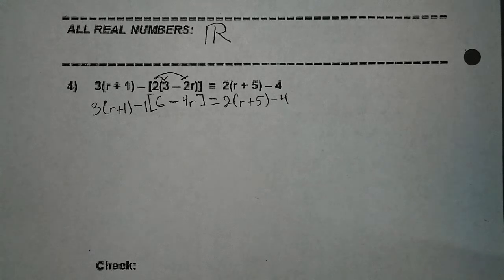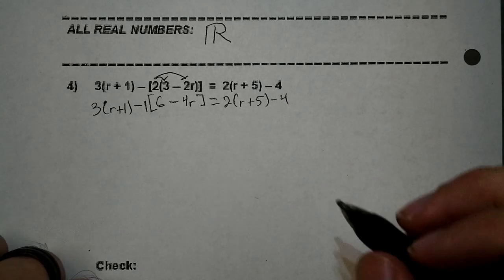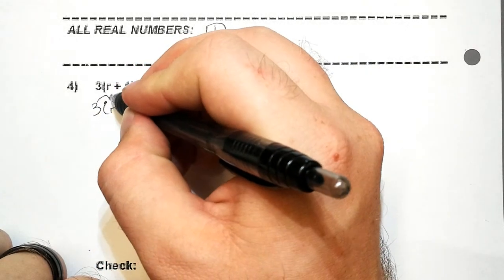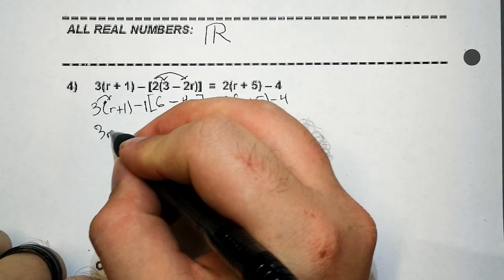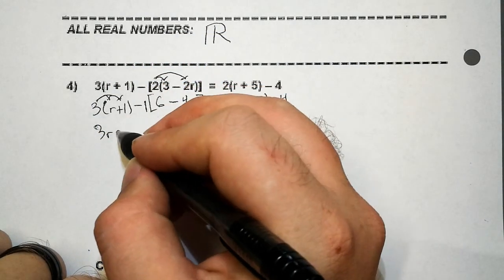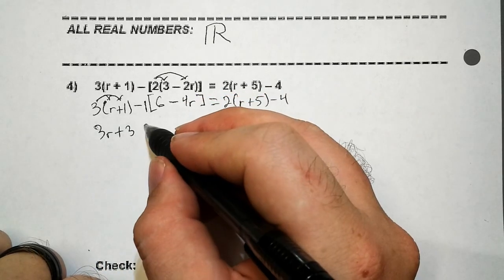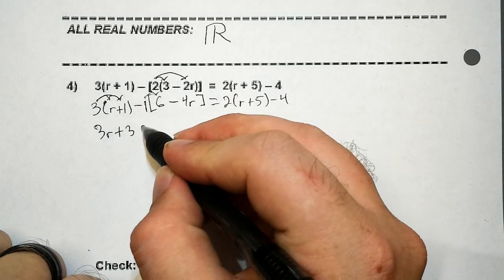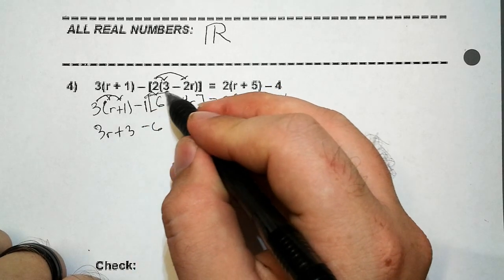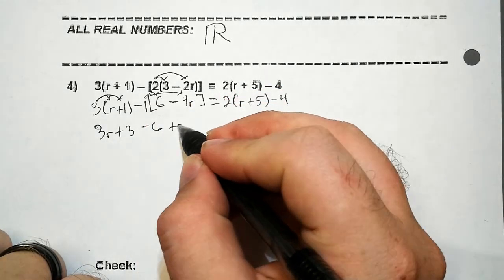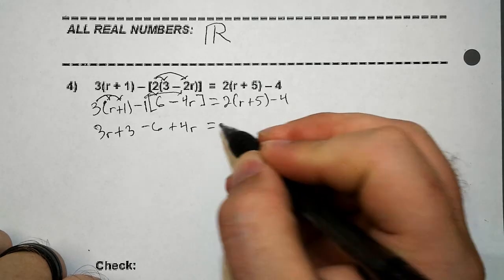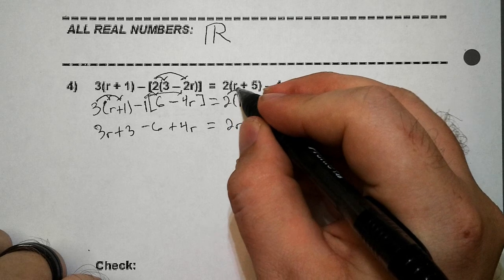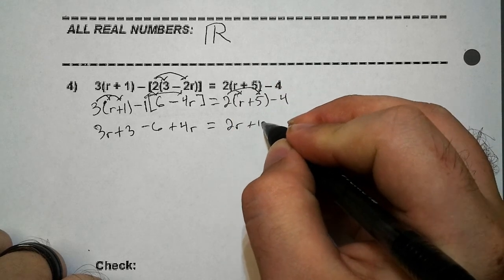All I did was copy everything down. Now I'm going to go ahead and distribute each one and then rewrite. 3 times r is 3r. 3 times 1, that's going to be plus 3. And then negative 1 times 6 gives me negative 6. Negative 1 times negative 4r gives me positive 4r. Distribute over here. 2 times r is 2r, and 2 times 5 is 10.